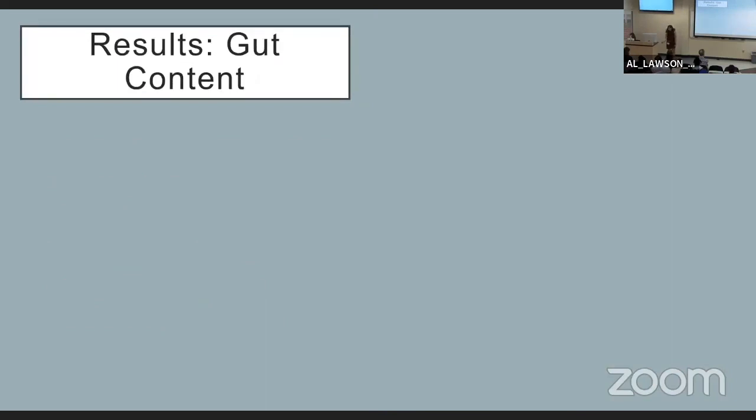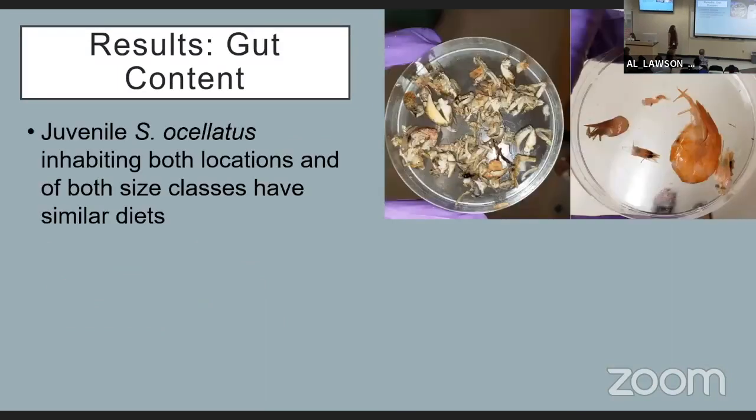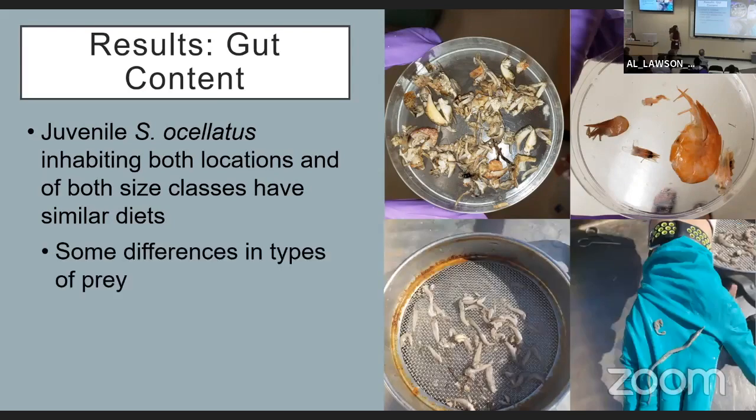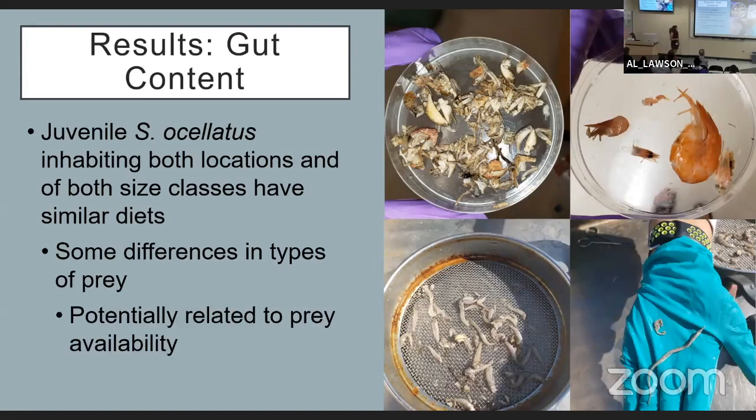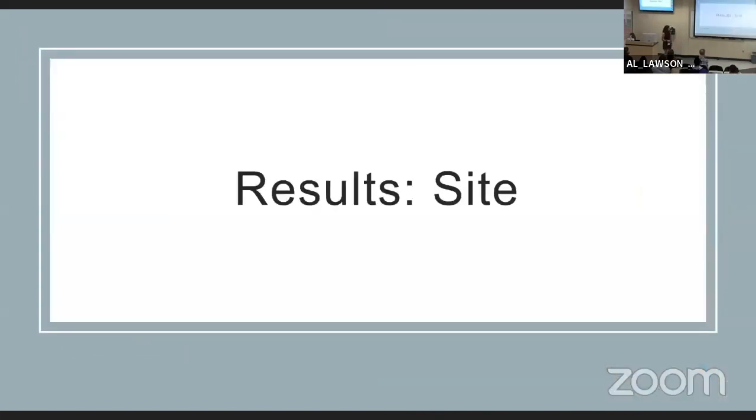Okay, so now looking a bit into the results more specifically. Juveniles inhabiting both locations and in both sites, both size classes, sorry, do have similar diets, generally just being a bunch of crabs and shrimp, which you can see on the top part. But there were some slight differences in prey types, which I'm thinking is potentially just related to prey availability, given what is available in the bay during a certain season.